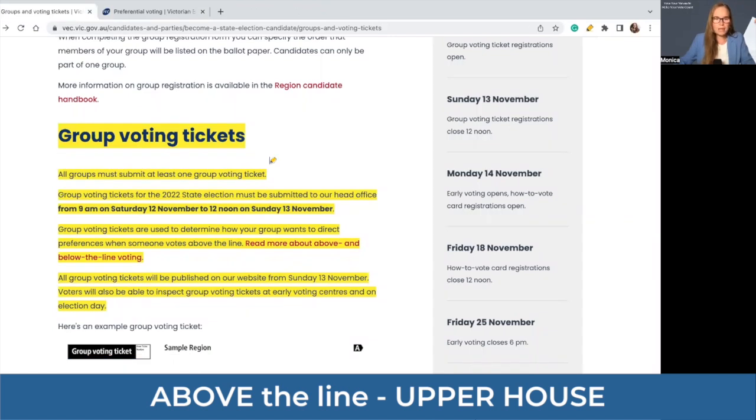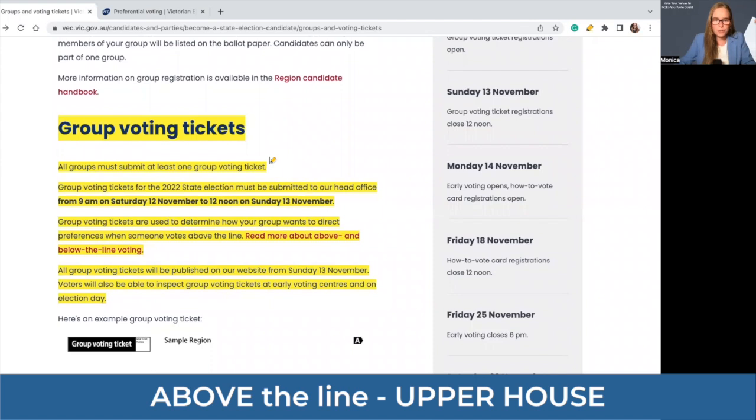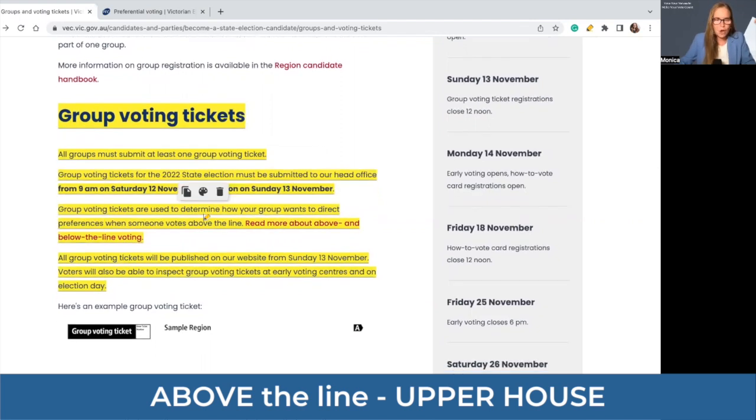Now, all groups must submit at least 1 group voting ticket. Group voting tickets for the 2022 state election must be submitted to our head office from 9 a.m. on Saturday, the 12th of November to 12 noon on Sunday, the 13th of November, just before pre-polling starts. Group voting tickets are used to determine how your group wants to direct preferences when someone votes above the line. You can read more about it here, and I'm going to go to that link in a second. All group voting tickets will be published on our website from Sunday, the 13th of November.